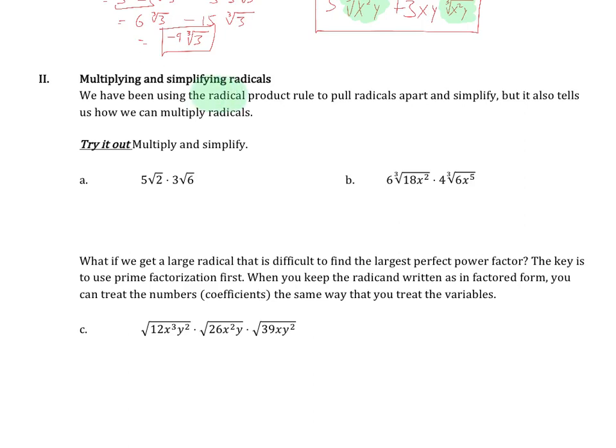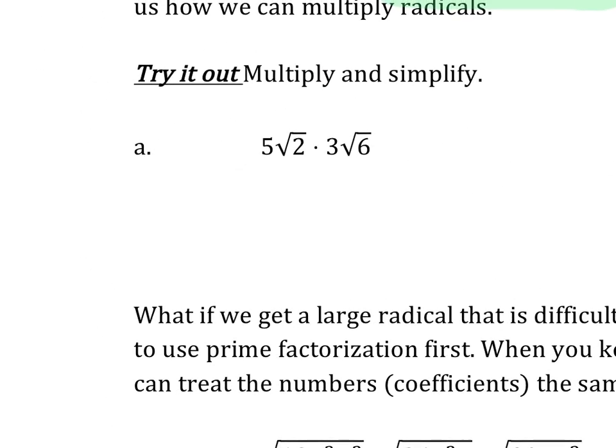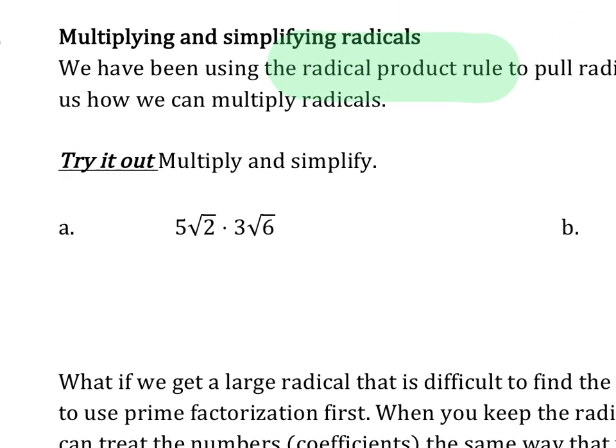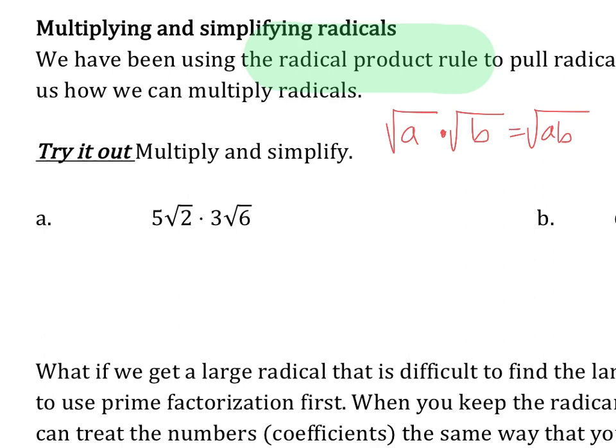So we have this special tool called the radical product rule. The radical product rule we've been using to pull radicals apart and simplify, but we can also use it to put radicals together. Okay, so we're going to use it both ways. What is the radical product rule? Let's remember that. The radical product rule says the square root of A times the square root of B, now this is multiplication, is the square root of AB. This does not work for addition, but it only works for multiplication. You can put it under one square root. Okay, and we can either use that to pull it apart or put them together.